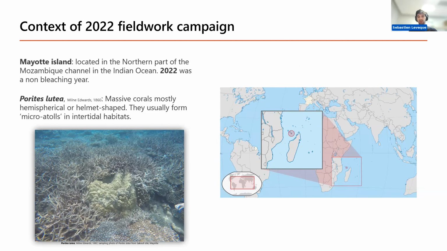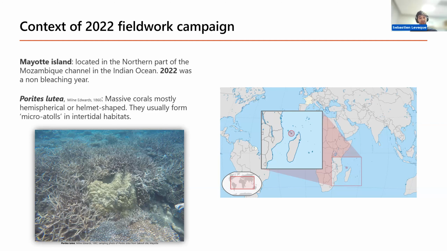It is one of the least known regions of the world, in the Indian Ocean. The Mayotte Islands have a bleaching season that usually occurs during April every year, whether it be a massive bleaching or a minor one. And in 2022, it was characterized as a non-bleaching year. So we decided to focus on a specific coral species called Porites lutea, which is characterized as a massive coral species, so most of the time hemispherical, but is pretty resilient to coral bleaching.